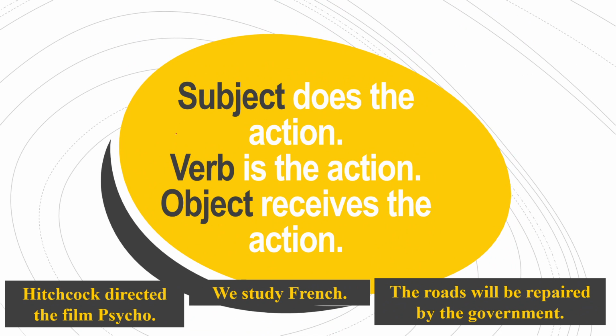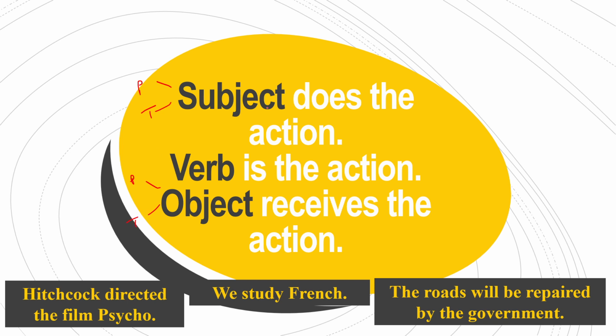Let's get started with the basics. The three parts of a simple sentence are the subject, the verb, and the object. Subject is the one who does the action, the verb is the action, and the object is the one who receives the action. There is no hard and fast rule that a subject has to be a person and object has to be a thing. It can be either. Subject can be a person or a thing. The object, the same way, can be a person. Object can also be a thing.